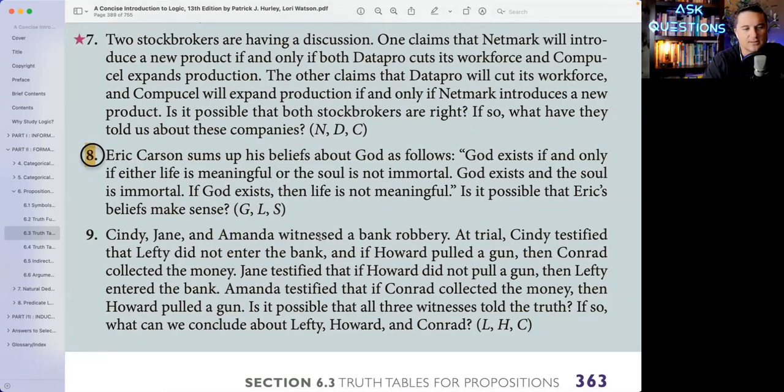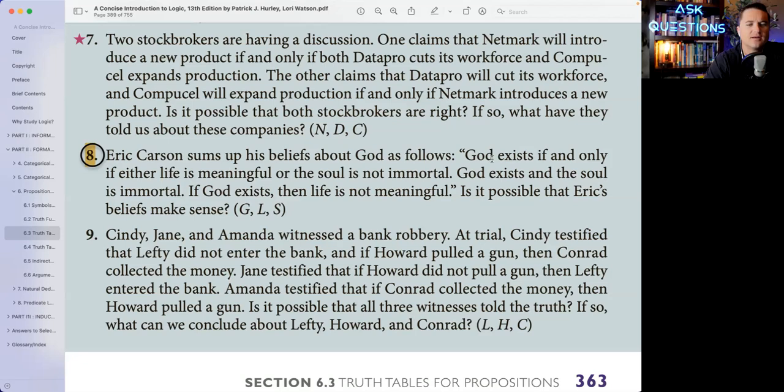Eric Carson sums up his beliefs about God as follows. God exists if and only if either life is meaningful or the soul is not immortal. So this is sort of a double negative. Not immortal is saying that the soul is mortal, which is usually, in most religions, people tend to think of the soul as immortal. So this is kind of strange to think of it as not immortal.